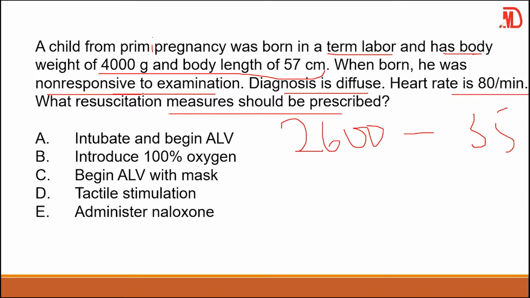And because the person is non-responsive to examination or the postnatal check was absent, what we do here is artificial lung ventilation with a mask. So here, your answer should be C. That's AVL. Begin AVL with a mask, artificial lung ventilation. So your answer is C. All right.